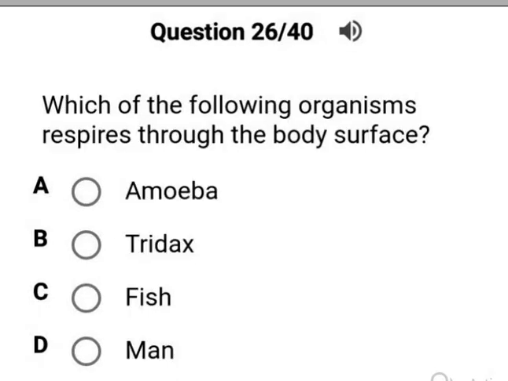Okay, so question 26. Which of the following organisms respire through the body surface? A. Amoeba, B. Tridax, C. fish, D. man. The best option here is amoeba. We all know that amoeba is a unicellular organism which respires by simple diffusion through its body surface, which is also called the cell membrane. So amoeba is the option. Moving to the next question.